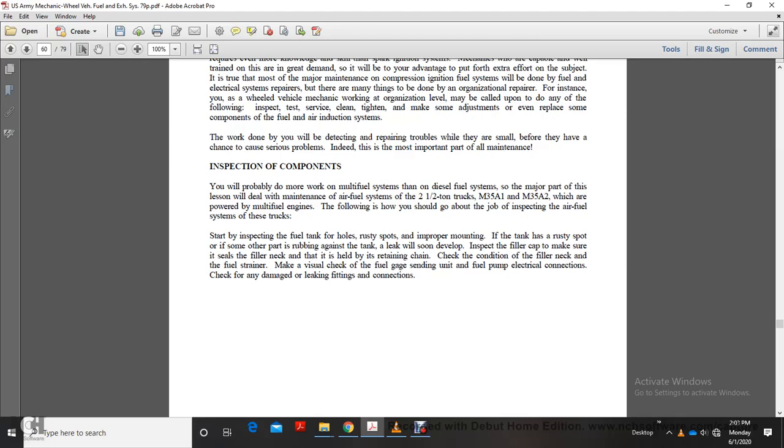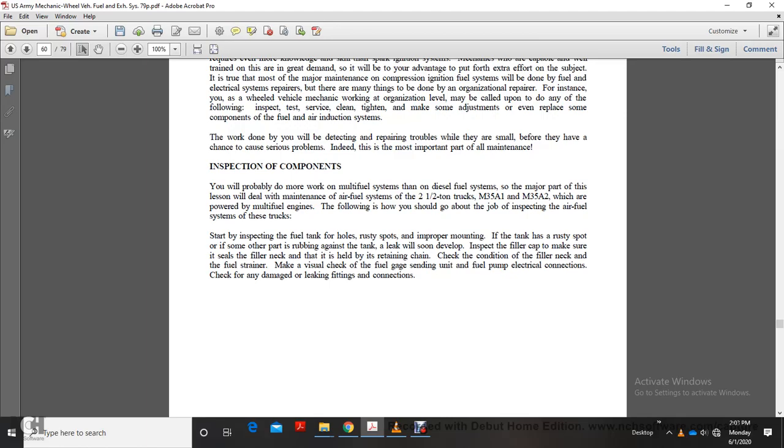The major part of the lessons will cover maintenance of the air fuel system of the 2.5 ton trucks M35A1 and A2, which are powered by multi-fuel engines. The following is how we should go about the inspection of the air fuel system of these trucks. Start by inspecting the fuel tank for leaks, rusty spots, and proper mounting. A tank with a rusty spot, or other parts rubbing against the tank, will soon develop a leak. Inspect the filler cap to make sure that it seals with the filler neck and that it is held with the retaining chain. Check the condition of the filler neck.